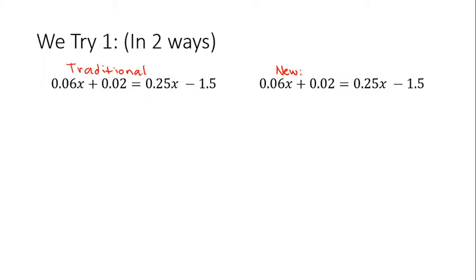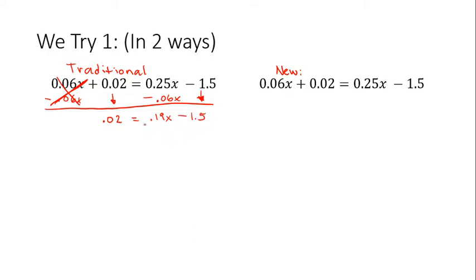So in the traditional way, first thing we want to do is isolate all of the x's together. So I'm going to move this 0.06x from the left side to the right by subtracting it from each side. That's going to cancel out right there. This 0.02 I didn't do anything with, so that's going to just go straight down. Then our x's, once we combine them together, are going to become 0.19x. And we didn't do anything with this negative 1.5, so that's going to go straight down as well.